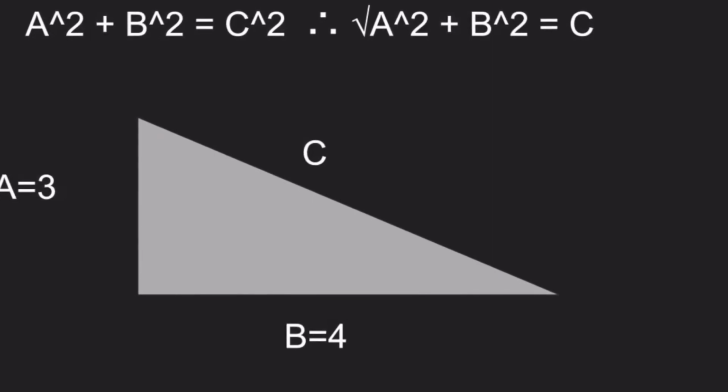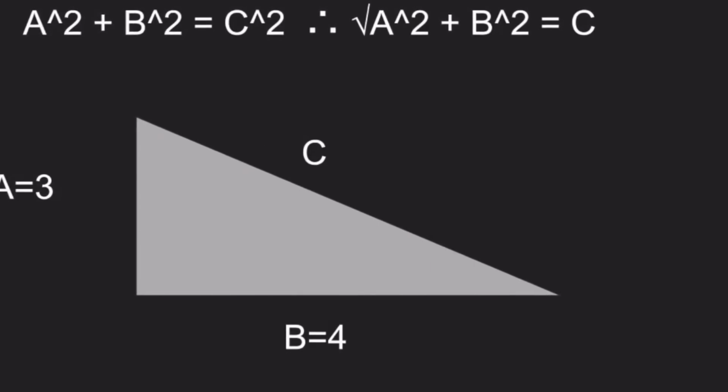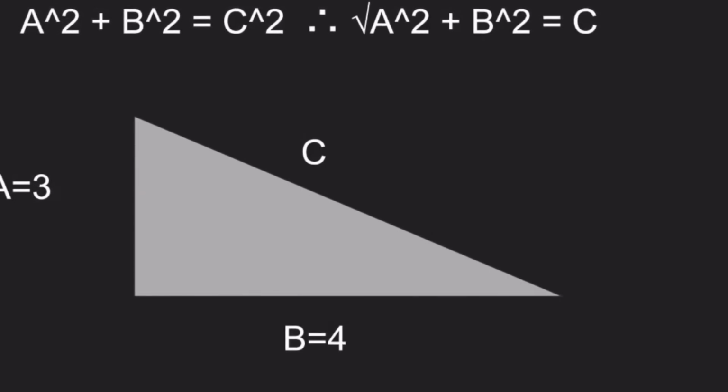Now if you want to know one of the other sides, the only thing you have to do is to rearrange this equation so that you will have either side A or side B as your unknown. And that's it. That's just how you do it.